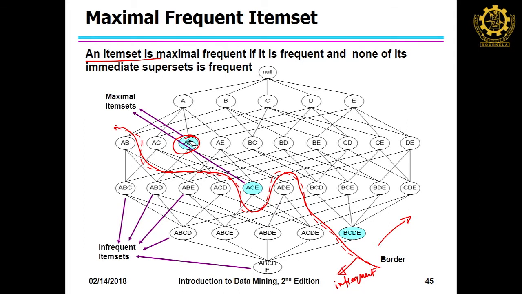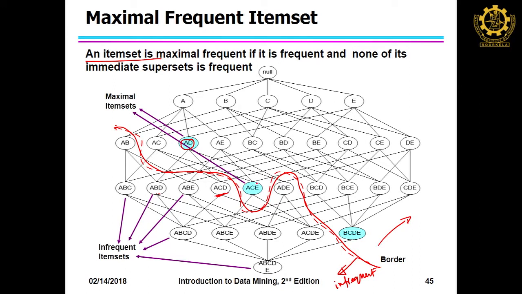So, here AD is frequent, why? AD's corresponding supersets, ABD and ACD, are all infrequent. So, its corresponding supersets are not frequent item sets. Therefore, AD is a maximal frequent item set. Its corresponding supersets should not be frequent. So, that was the idea for the maximal frequent item set.